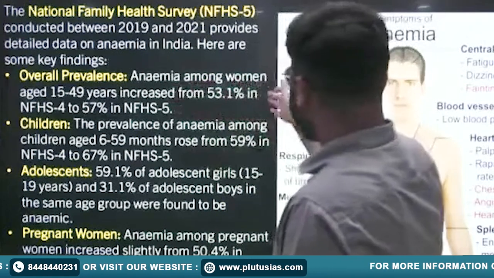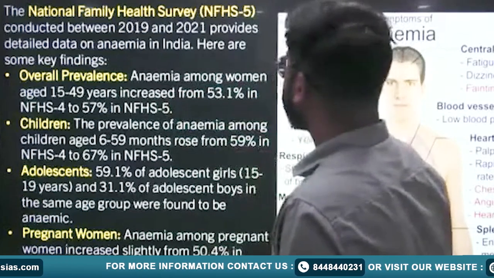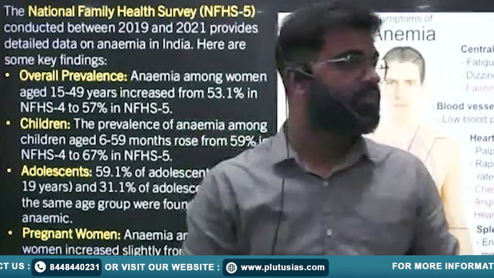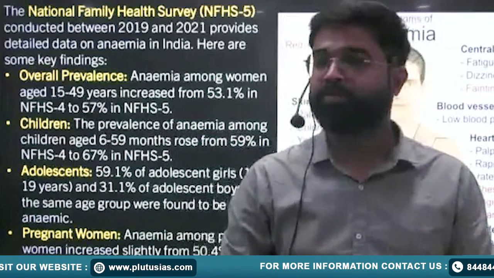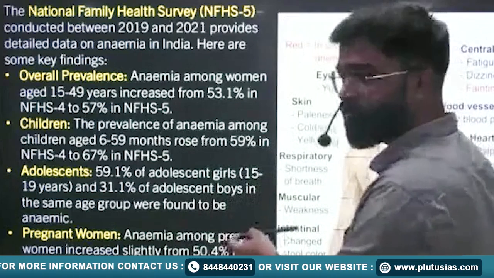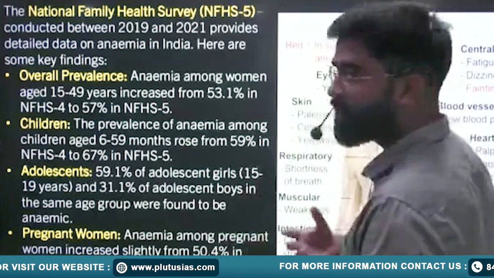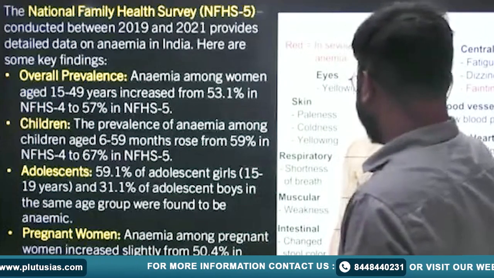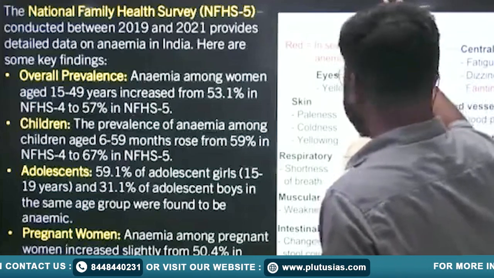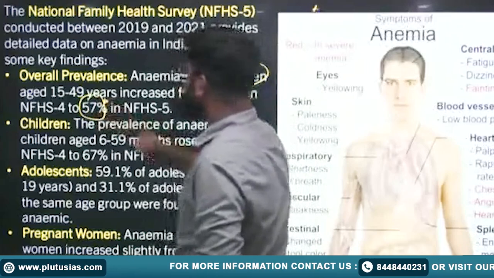Yes, anemia. Now this is the data with respect to anemia. Kya hai? Anemia among women aged between 15 to 49 years increased from 53% to 57%. What are the negatives of anemia? In general, these are the symptoms which are in front of you. What are? Eyes yellowing, skin paleness, coldness, shortness of breath, okay, muscular weaknesses, changed stool color, spleen enlargement, chest pain, angina, heart attack. Ye sara to hai sahi. Anemia in women, which is 57%.